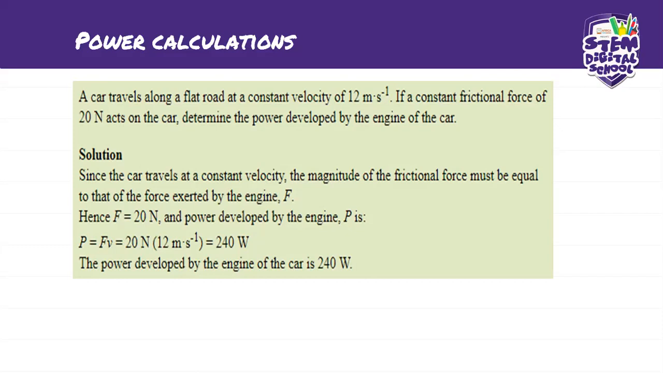Okay, so that means the force is 20 Newton, and the power developed will be P equals F times v. So we don't need to break it down because they've already given us a velocity. So this is a very, very short version of our power calculation, okay? So it will be 20 Newton times 12, and that will give us 240 watts. So the power developed by the engine of the car will be 240 watts, okay?